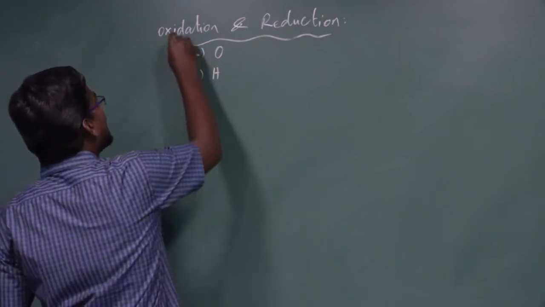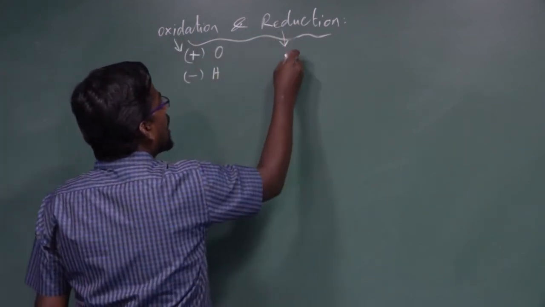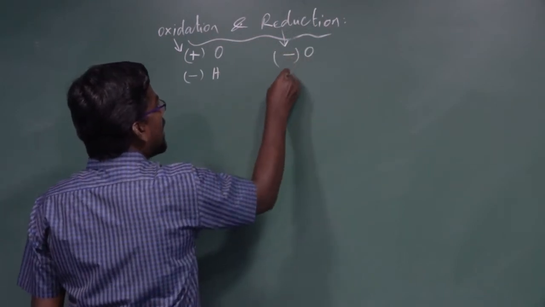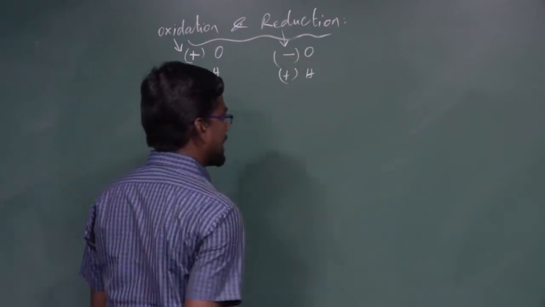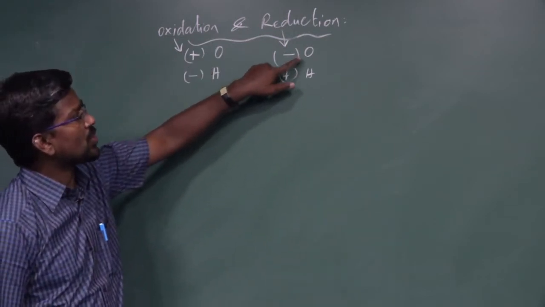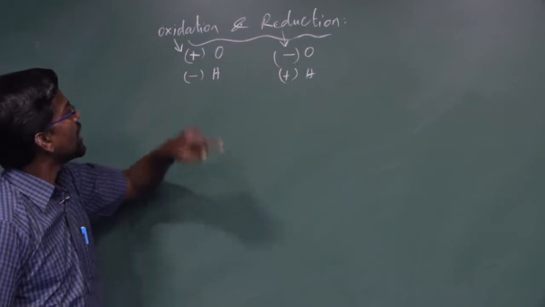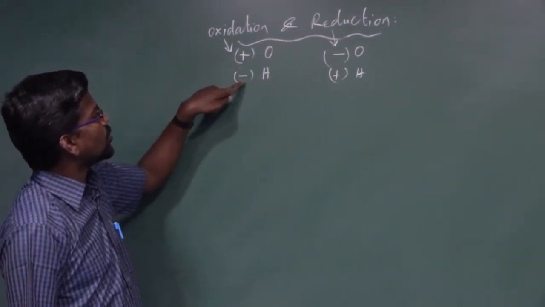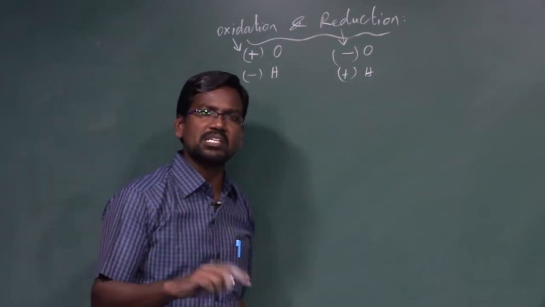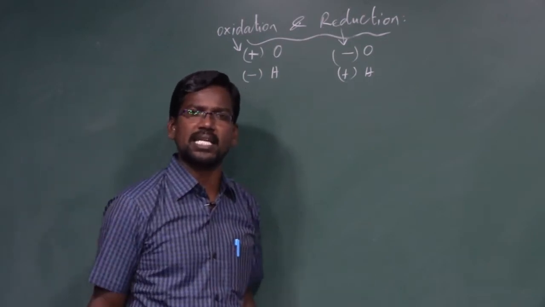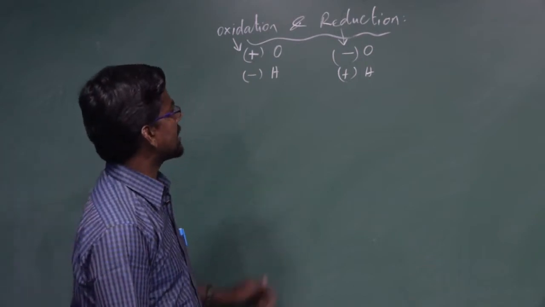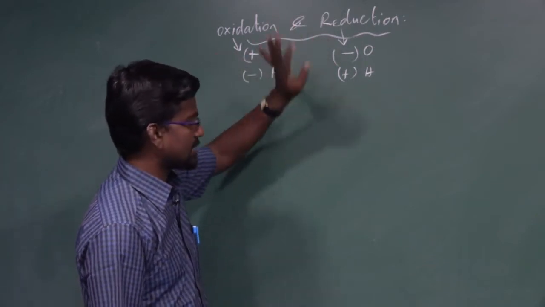What is the meaning of reduction? Removal of oxygen is known as reduction. Addition of hydrogen is known as reduction. Removal of oxygen or addition of hydrogen is known as a reduction process. Addition of oxygen or removal of hydrogen is known as an oxidation process. When oxidation as well as reduction take place simultaneously in a single reaction, it is known as a redox reaction. Here oxidation, here reduction process takes place.